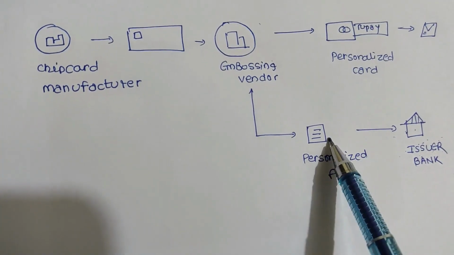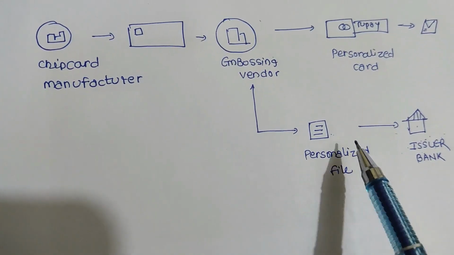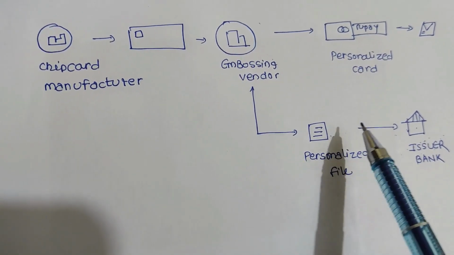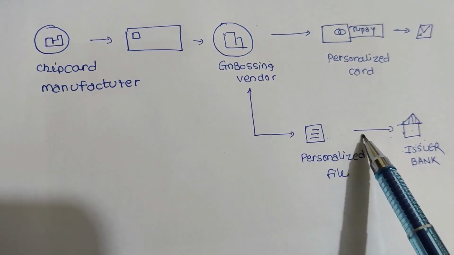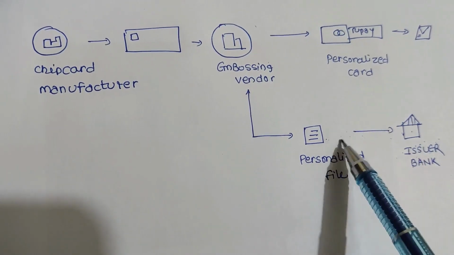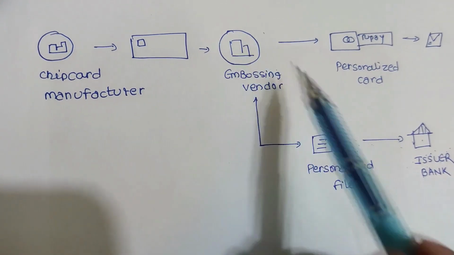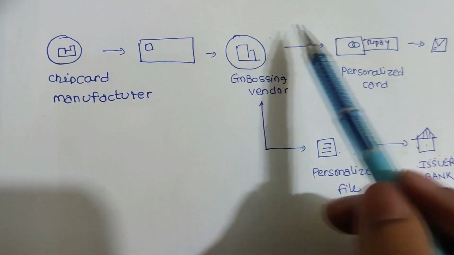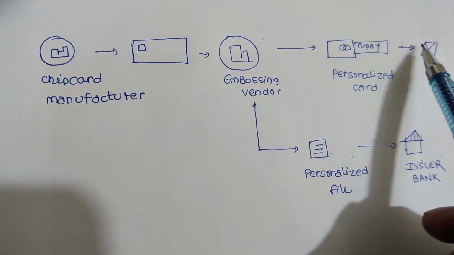Your bank sends a personalized file to the embossing vendor, which consists of the customer name, address, the card number that we have to send, and the payment scheme the card is related to. Suppose it is a RuPay card, then it is RuPay. If it is a MasterCard, then it is MasterCard. Then the embossing vendor sends the personalized card to your address.